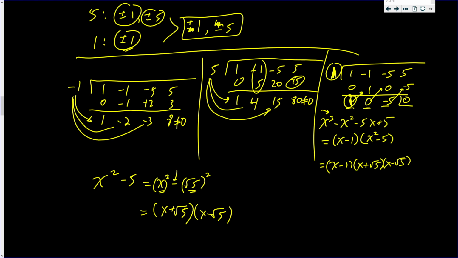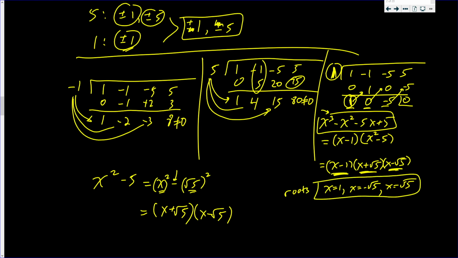Now, the problem said find all roots. Well, now that we have it factored completely, when is this 0? When x is 1. When is that 0? When x is negative square root of 5. When is this 0? When x is square root of 5. Those are the roots: 1 and plus or minus square root of 5. You could have written it as x equals 1 and x is equal to plus or minus square root of 5. Either one is an acceptable answer.